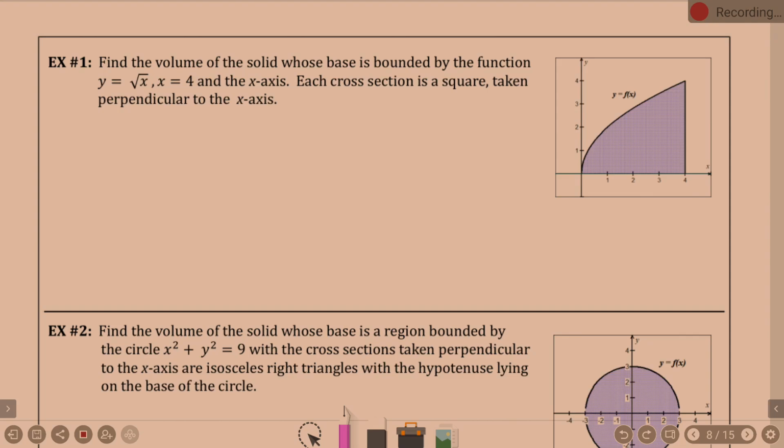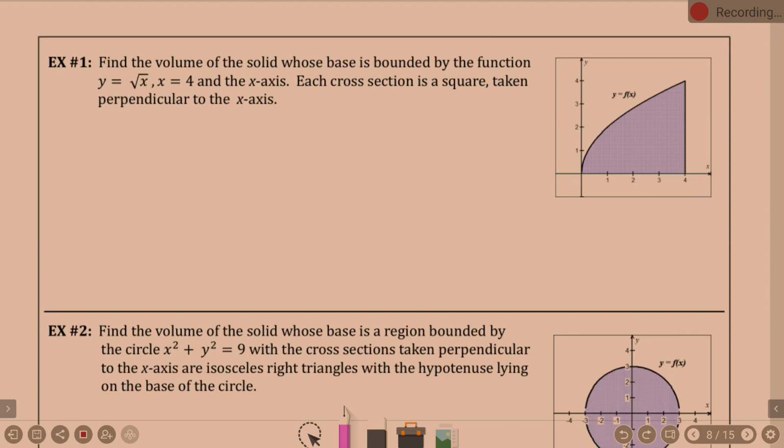So example 1, they give us this base figure, right? What do we have? Part of a graph, which we'll talk about in a moment. It asks us to find the volume of the solid whose base is bounded by the function y equals square root of x, x equals 4, and the x-axis. So you can't have an unlimited region, you have to be on a certain boundary here. Each cross section is a square taken perpendicular to the x-axis.